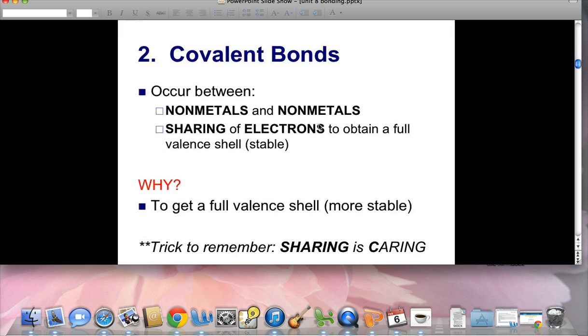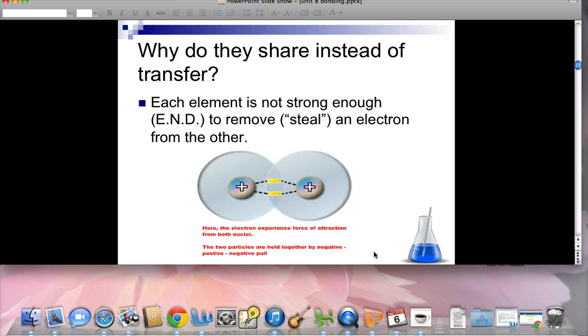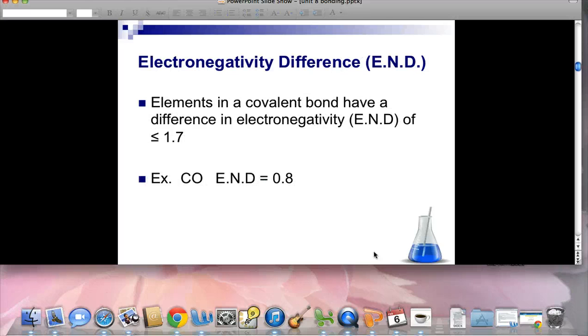Covalent bonds occur between nonmetals and another nonmetal. Here they share electrons to form the perfect valence shell. They do this to become stable. The big trick to remember is that sharing is caring and C is for covalent. So why do they share instead of transfer? Well, each element is not strong enough, or the electronegativity difference isn't high enough, to remove or steal an electron from another. The elements in a covalent bond have a difference of electronegativity less than 1.7.